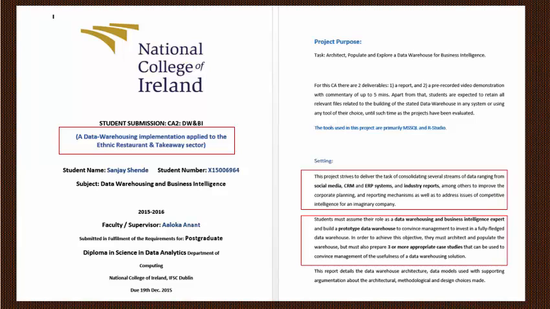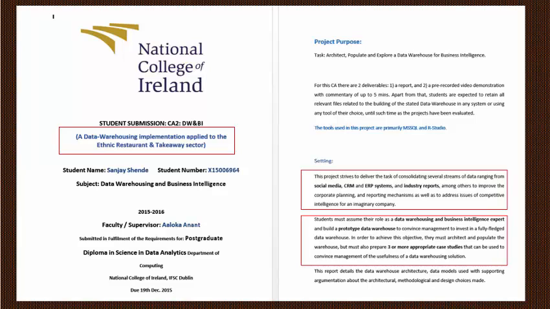This is a data warehousing implementation applied to the ethnic restaurant and takeaway sector. The project strives to deliver the task of consolidating several streams of structured, semi-structured, and unstructured data, including those from social media and CRM or ERP systems and industry reports, among others, to improve the corporate planning and reporting mechanism, as well as address the issues of competitive intelligence for an imaginary company.